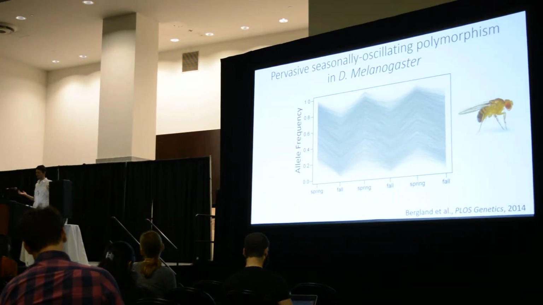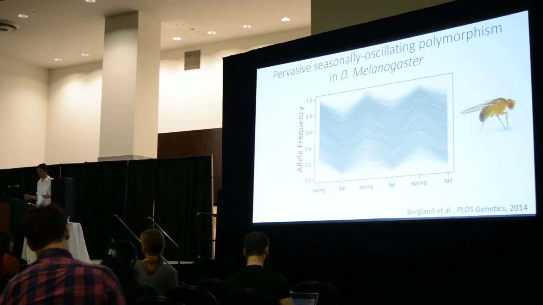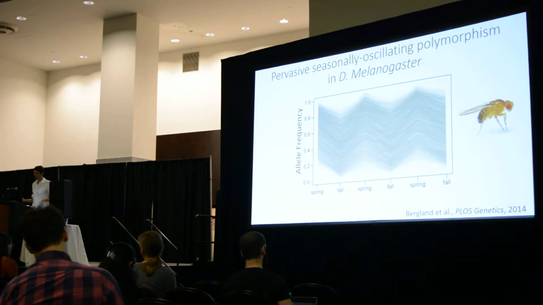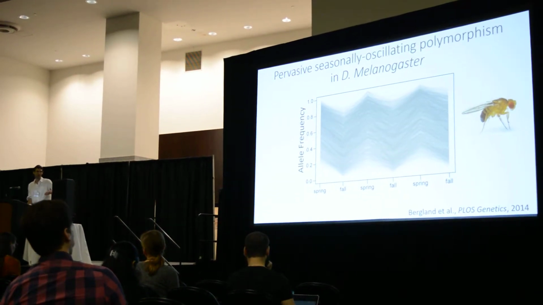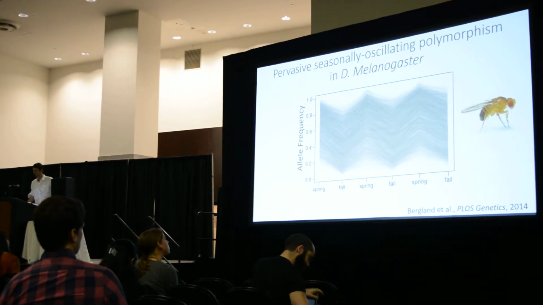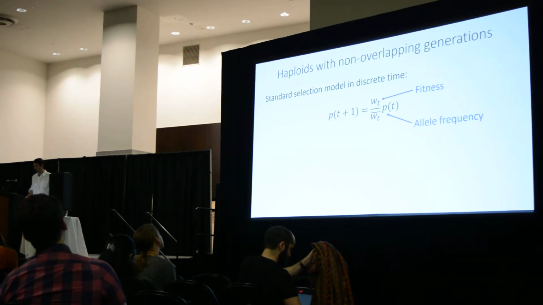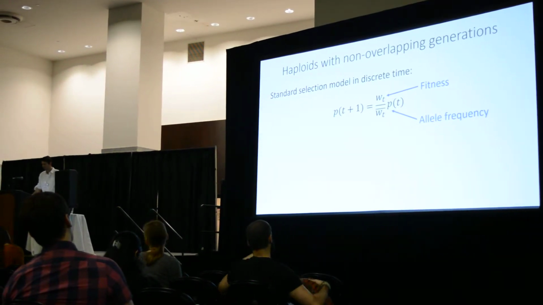So I'm going to be asking, is this balancing selection, but from a theoretical perspective? Is it plausible that this could be balancing selection, and what sorts of conditions would we need for that to be true? So this is the standard selection model that everyone's probably familiar with.